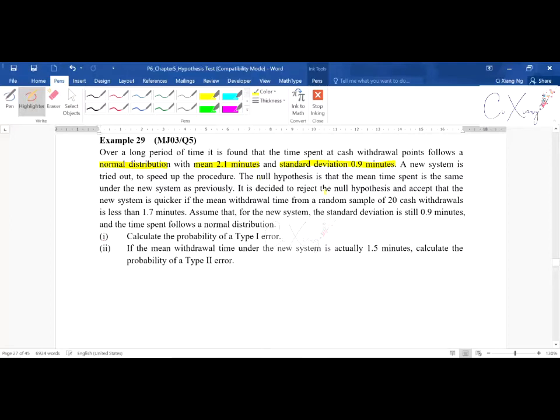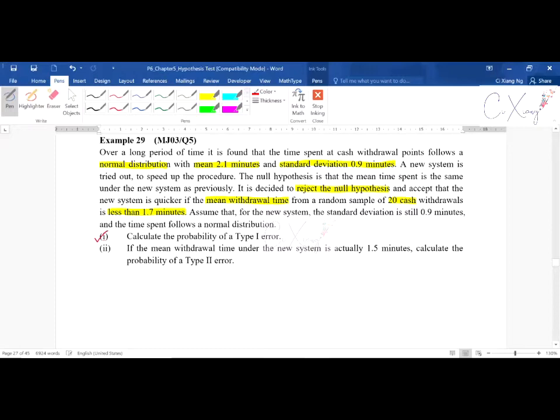So it is decided to reject the null hypothesis and accept that the new system is quicker if the mean withdrawal time from a random sample of 20 cash withdrawals is less than 1.7 minutes. Okay, so here they said reject the null hypothesis and accept that the new system is quicker if the mean withdrawal time from a random sample of 20 cash withdrawals is less than 1.7. Right. Then after that, assume that for the new system, the standard deviation is still 0.9 minutes and the time spent follows a normal distribution.